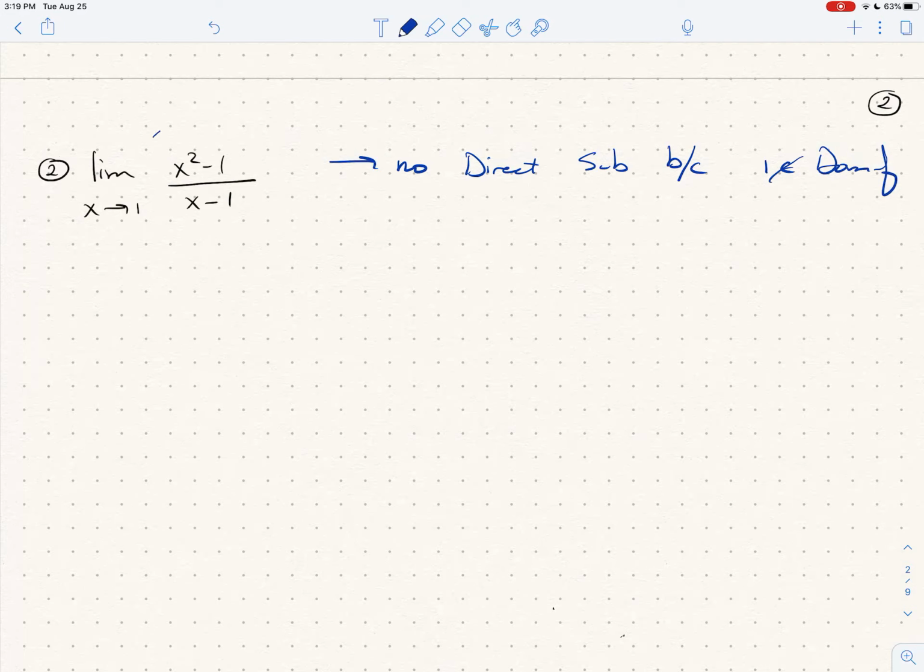I'm going to think about, let's make a better one. I'm going to think about this as my function f. So I'm looking at the limit as x goes to 1. That's not in the domain of this function, so I can't do that.